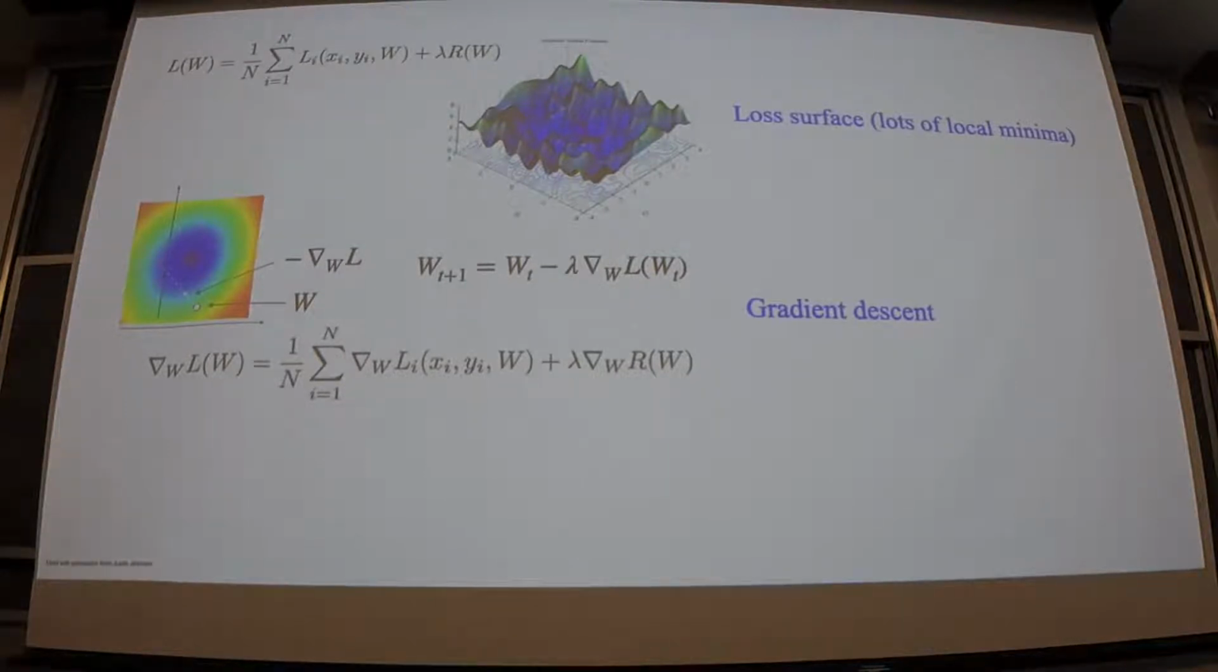So the data loss is non-convex, but isn't the regularization convex? It could be, yeah. When we do L2, it is a big honking parabola. But you're adding a convex function to a really non-convex surface, so you're still getting a non-convex surface.